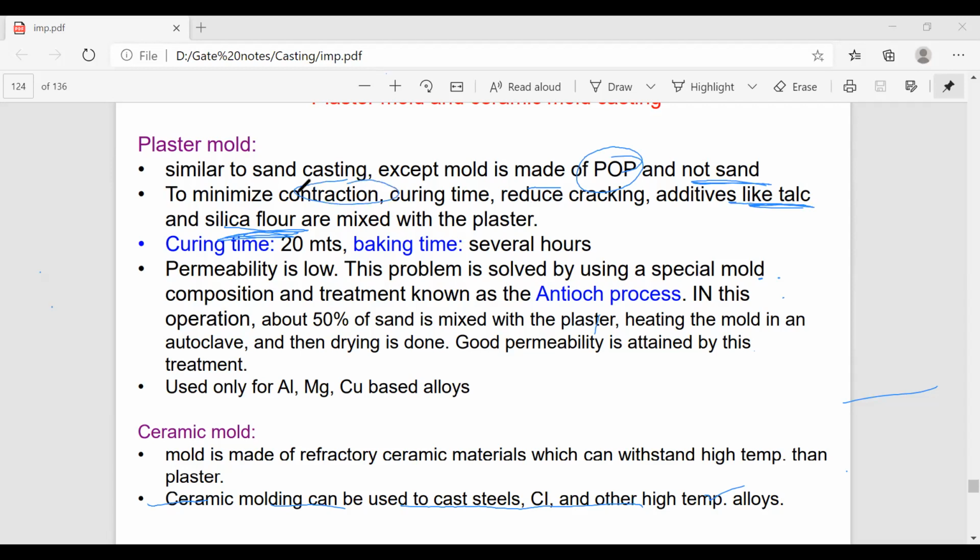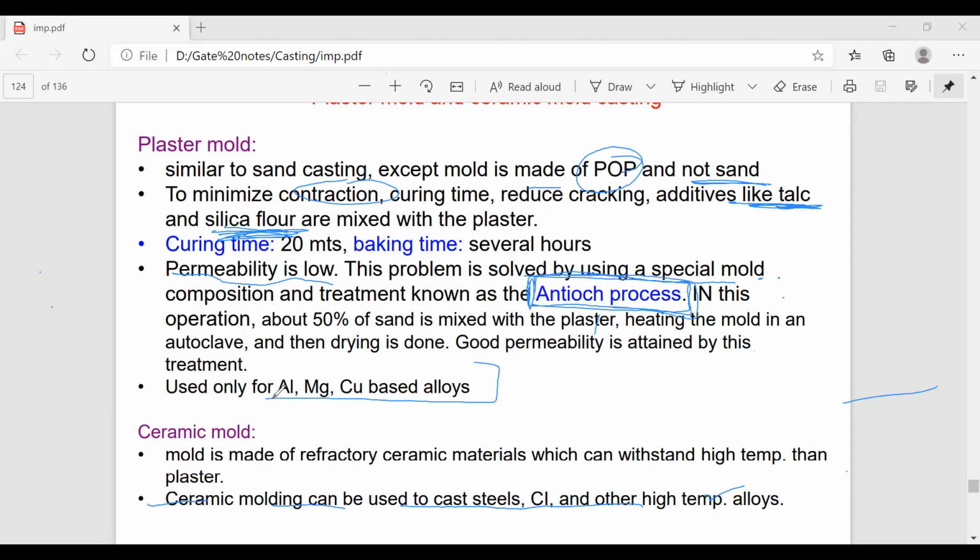Solidification contraction occurs when we cool from when we pour the liquid metal, and when we finally get the molten cast. So definitely contraction occurs. In order to minimize that contraction, we add additives like silica and talc here. And permeability is low here. This problem can be solved by using a special process which is known as the anti-oak process.